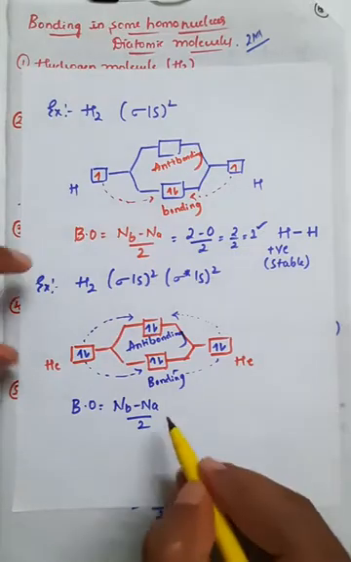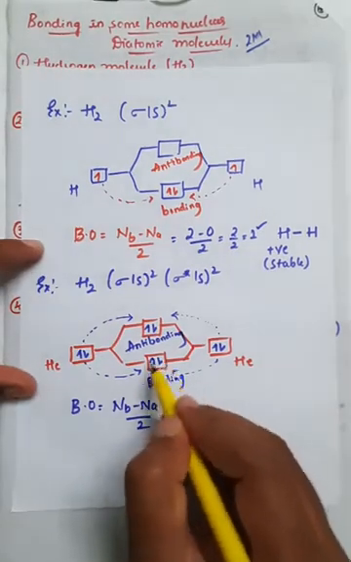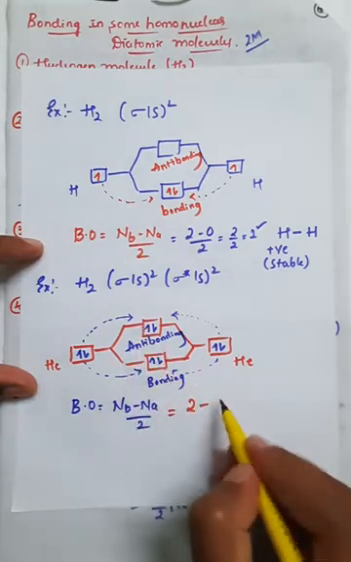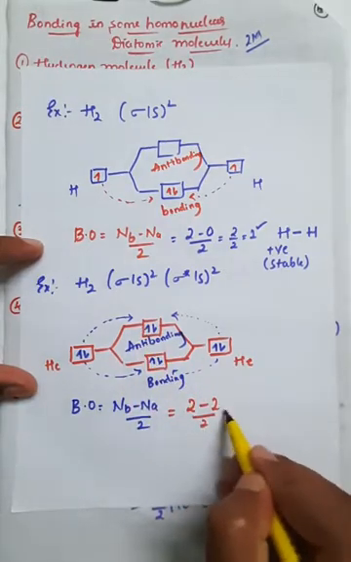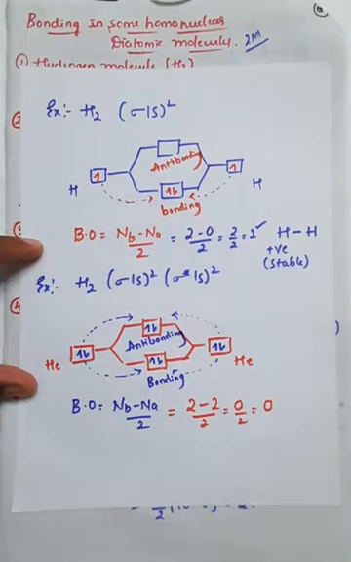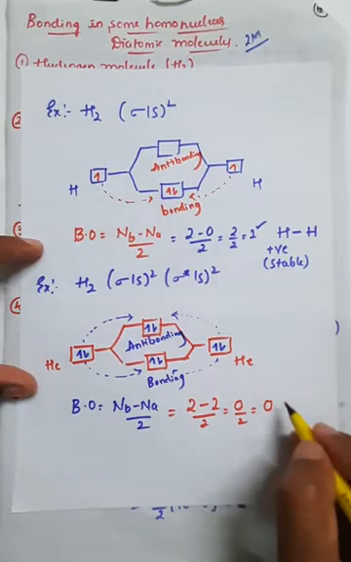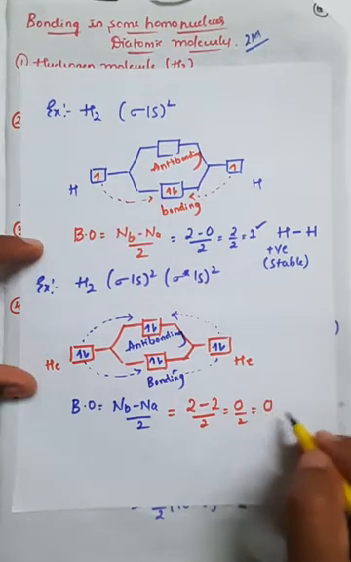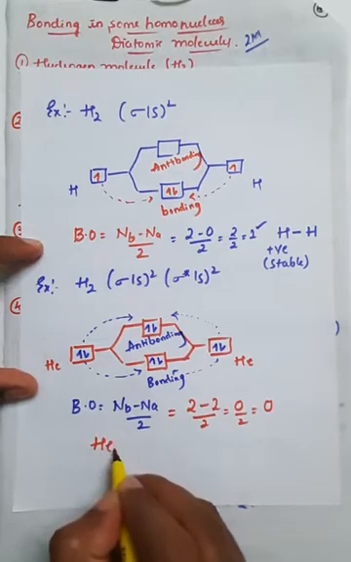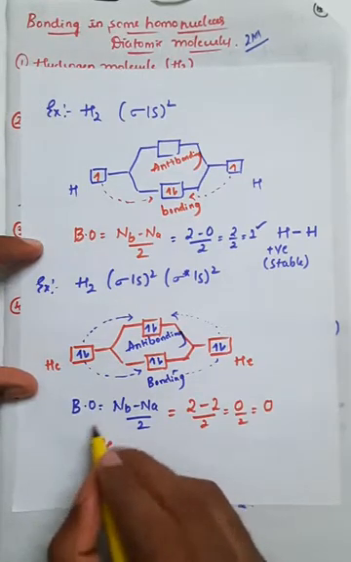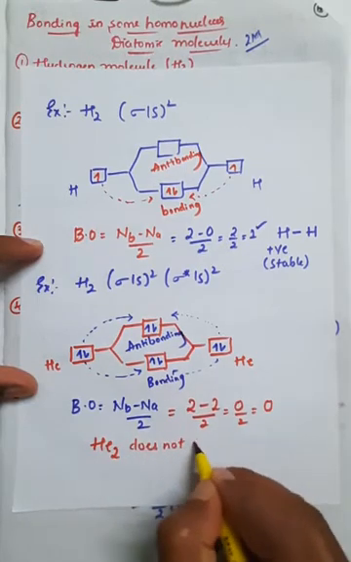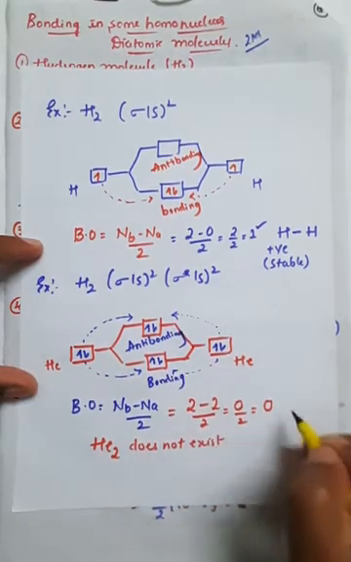So now if you count, the number of electrons in bonding is 2, so that is 2, minus the number of electrons in antibonding, which is also 2, divided by 2, that is 0 by 2, which is equal to 0, right? So there cannot be a 0 bond order in the case of a molecule. So therefore the He2 molecule does not exist because it is unstable, right?